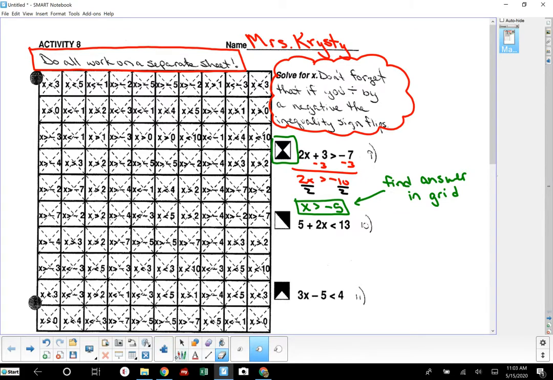All right, let's find an x is greater than negative 5. Okay, here's one down here. X is greater than negative 5. So I'm going to take this block right here. And again, I just want you to see where I'm talking about. Here's another one. Are there any more on here? X is greater than negative 5. Here's another one. Here's another one.